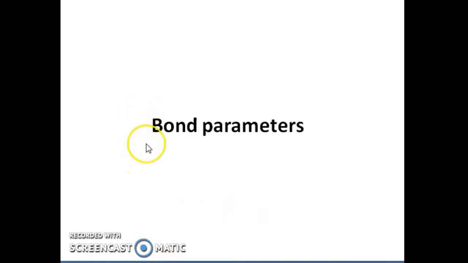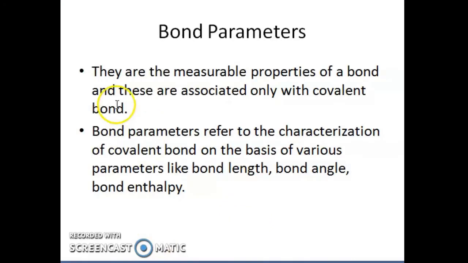Bond parameters. Bond parameters are the measurable properties of a bond, and this is basically associated only with the covalent bond. Or in simple terms, we could say bond parameters refer to the characteristics of a covalent bond, and those characteristics could be described in the form of bond length, bond angle or bond enthalpy. So let us discuss each of the parameters in detail.